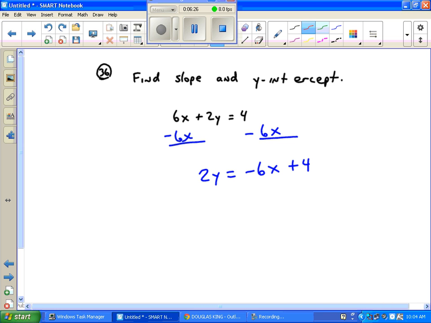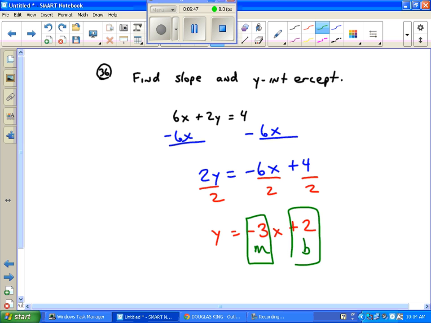Not quite done. Got to get rid of 2 times something by dividing by 2. Divide the left. Make sure you do everything on the right by 2. Y equals -6 divided by 2 is -3, and 4 divided by 2 is plus 2. Now it says mx plus b, and since it says mx plus b, our m value is -3 and our b value is +2.